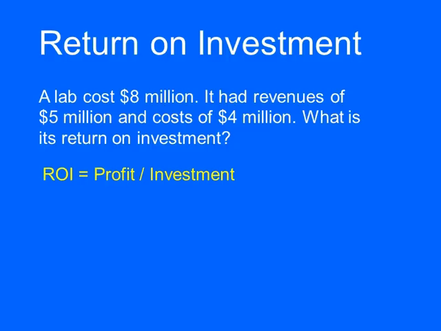Going back to that formula that we had earlier, ROI is simply kind of the profit over the investment. And we have to figure out what the profit is. We've got a couple of numbers here that will help us do that. We know that there was $5 million in revenues and $4 million in costs. The difference of that will be the profit. So we set it up with the $5 million minus the $4 million. Kind of easy math here. You know it's $1 million over the total cost of this lab, which is $8 million.